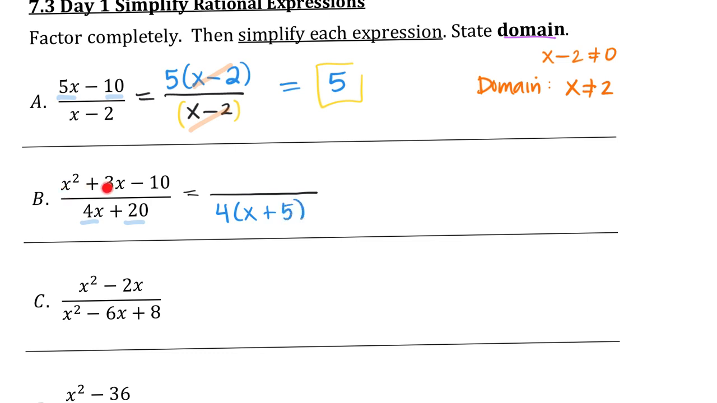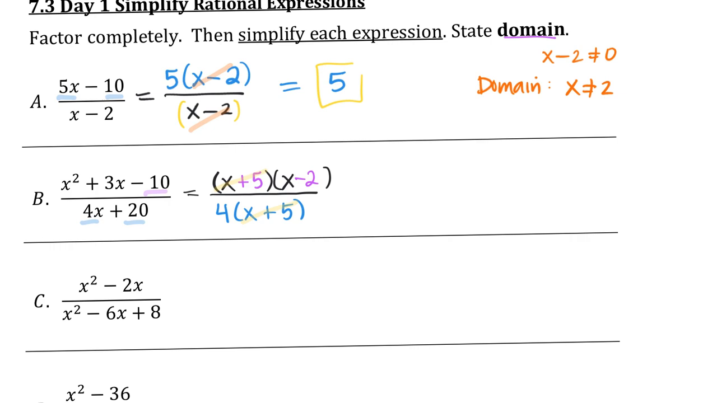Okay, for the top, I can't take out an x. I can't take out a number, but it has an x squared, which means this can probably factor into 2 binomials. Since it's x squared, I'm going to do x times x. To get -10, that's got to be a 5 and a 2, huh? 5 and 2. To add up to 3, +5 minus 2. Okay, now if there's a common factor top and bottom, I'm going to cancel it. So in this case, the x plus 5 cancels with the x plus 5.